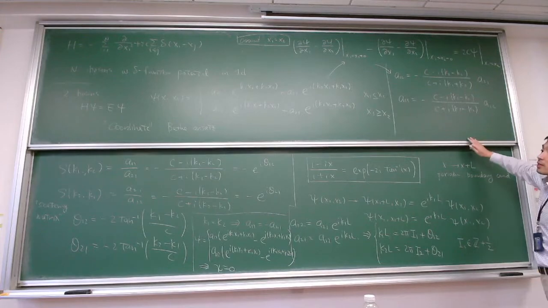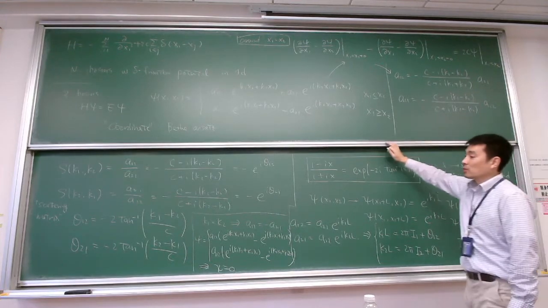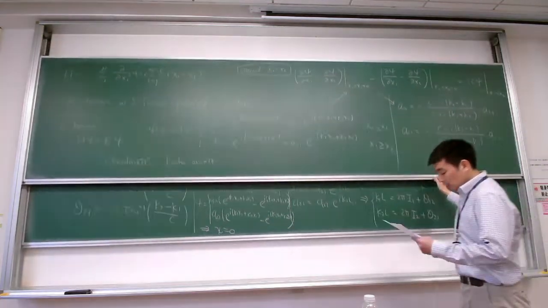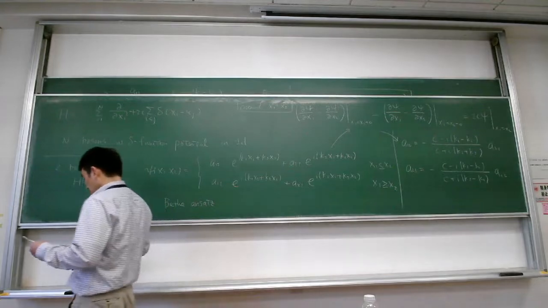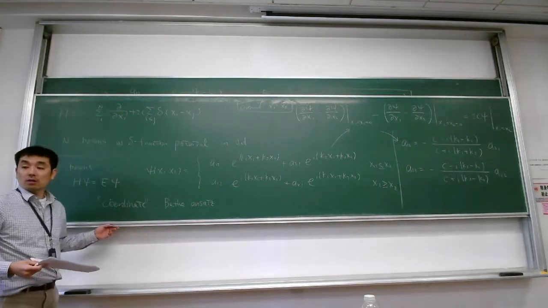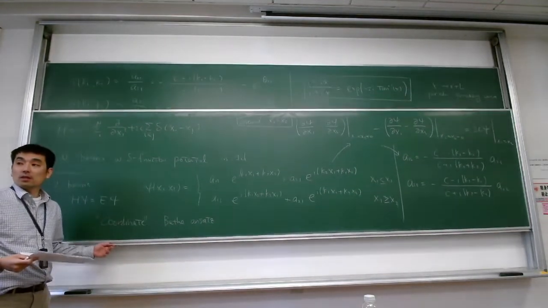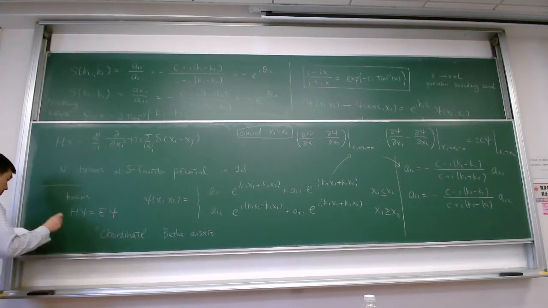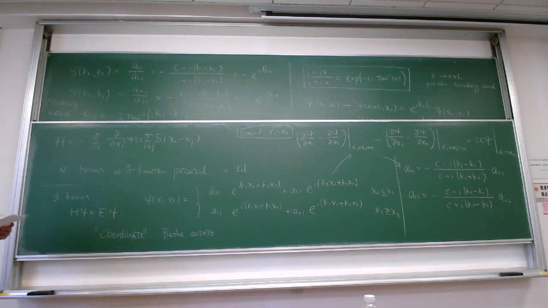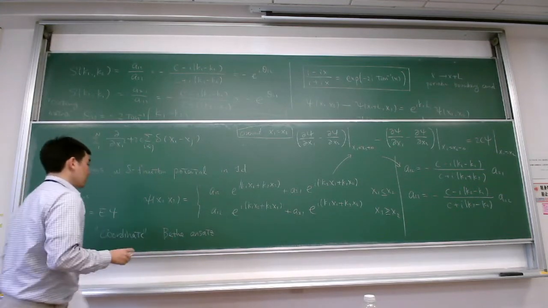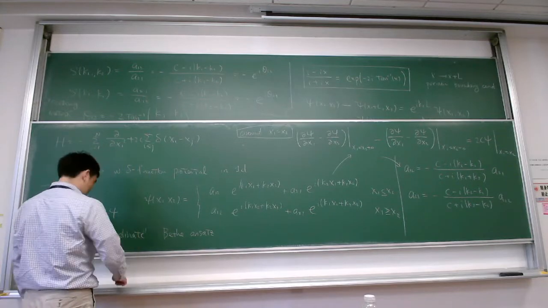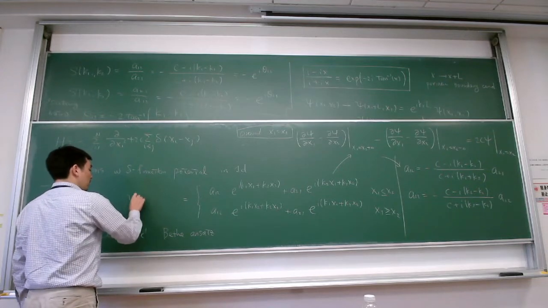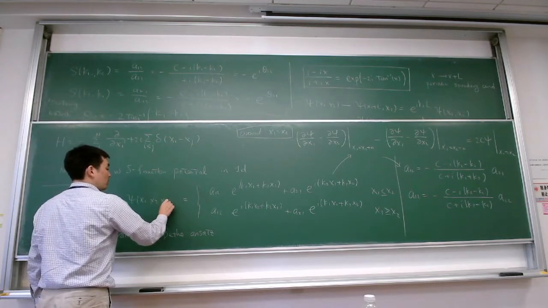So let's do the same exercise for three bosons. Now we will do the same exercise for three bosons. The ansatz is just a straightforward generalization. Now we have psi of x1, x2, x3.